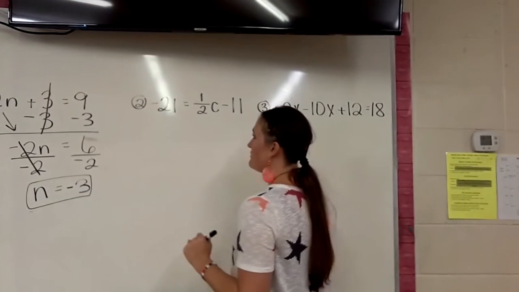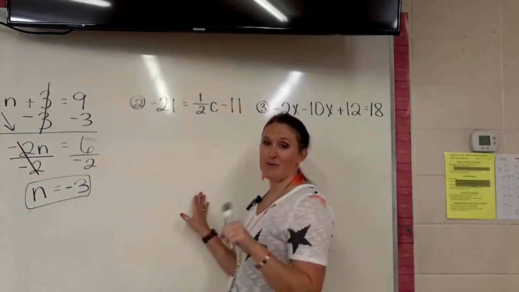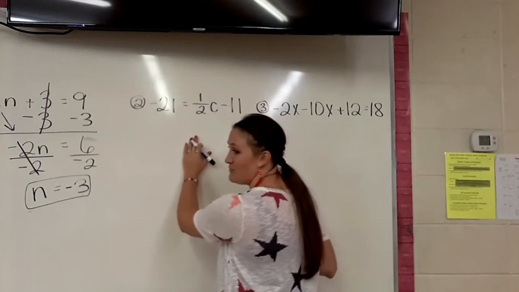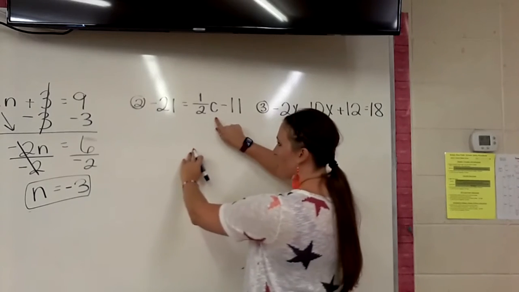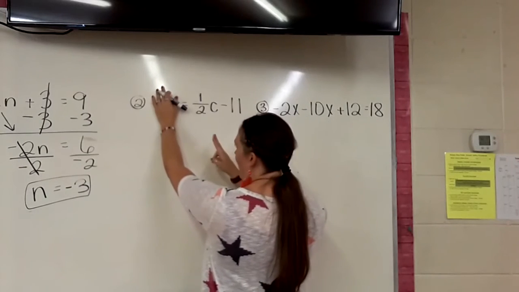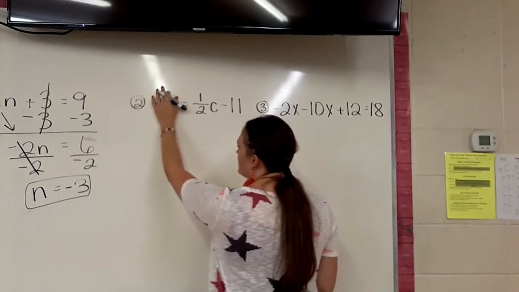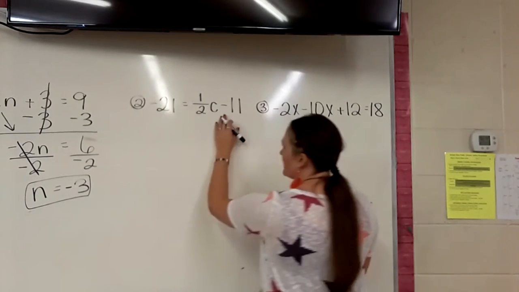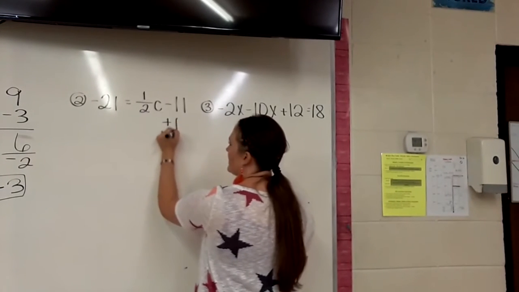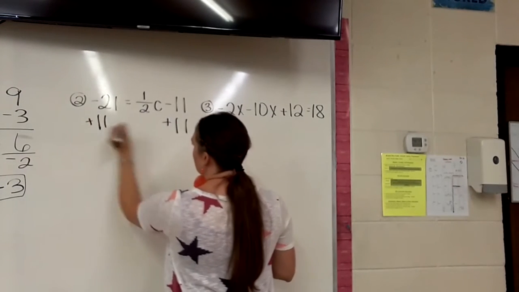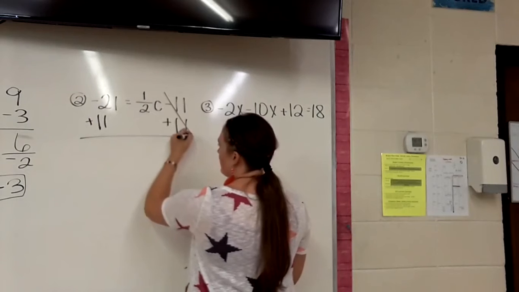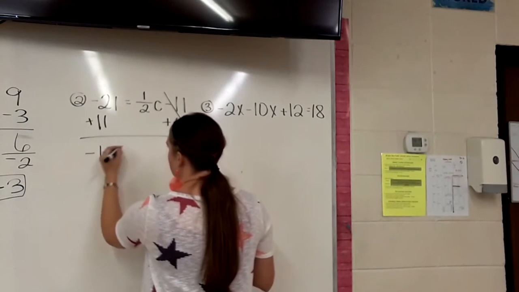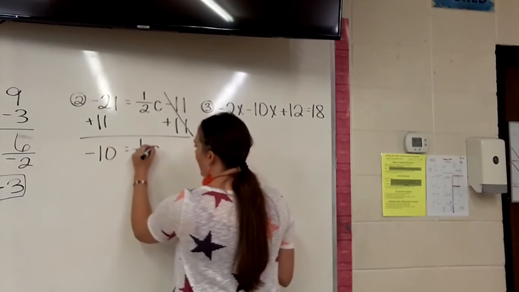Okay, the second one. Some of you probably went to number 3 and then came back because of that fraction. Those scare y'all. This one did make it a little tricky. So now my letter's on the other side. So if I cover up this side, I have a 1/2 and a negative 11. We're going to get rid of that negative 11 first because it's off by itself. It's minus 11, so we do the opposite and add 11 to both sides. Negative 21 plus 11 is negative 10, and I have 1/2 c.